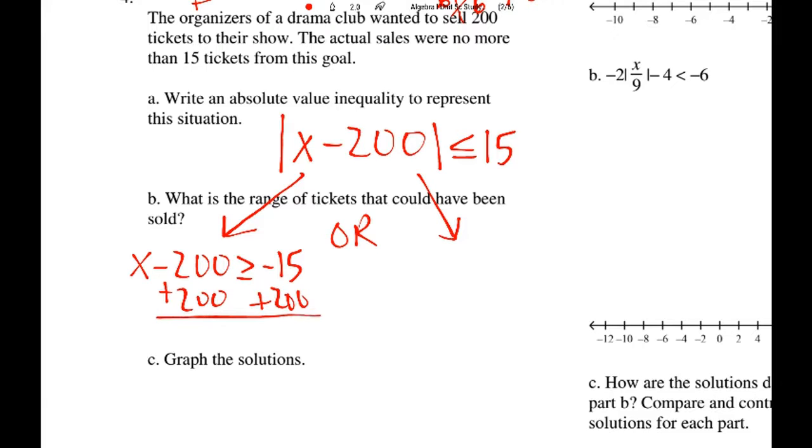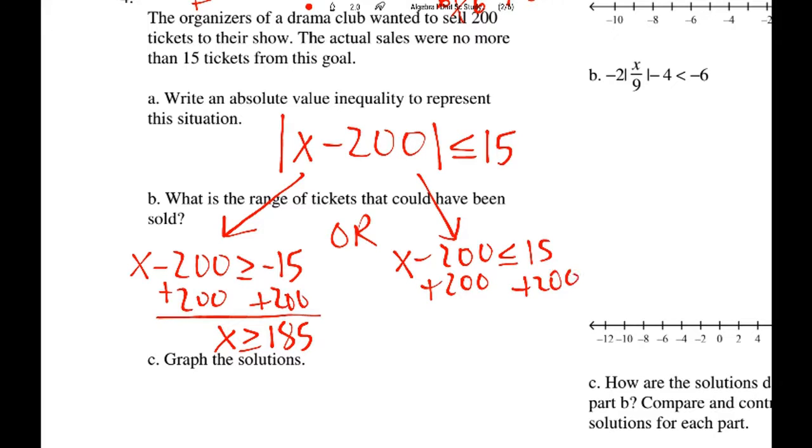And just like I said, basically all you have to do is ask yourself, what's 200 minus 15? You should get 185. So x is greater than or equal to 185 tickets. Now your other disjunction: 15 just stays 15, so your symbol stays the same. Then add 200 to both sides, and you're going to get x is less than or equal to 215.